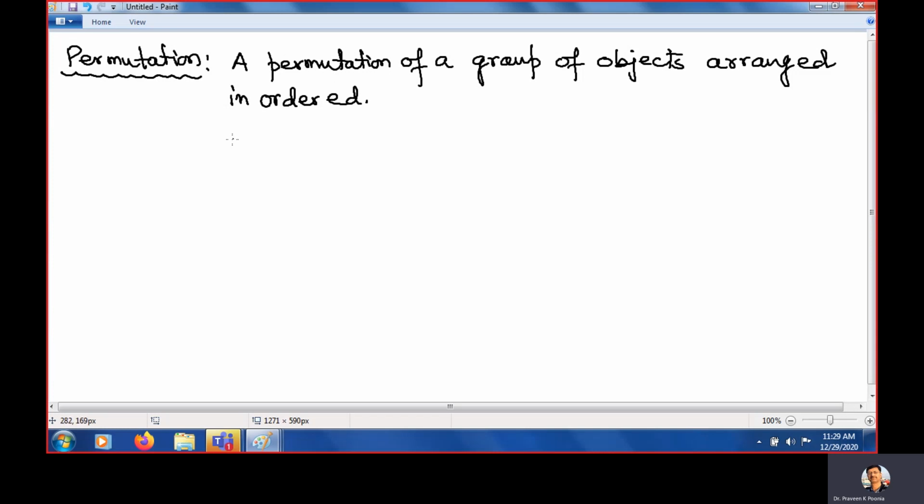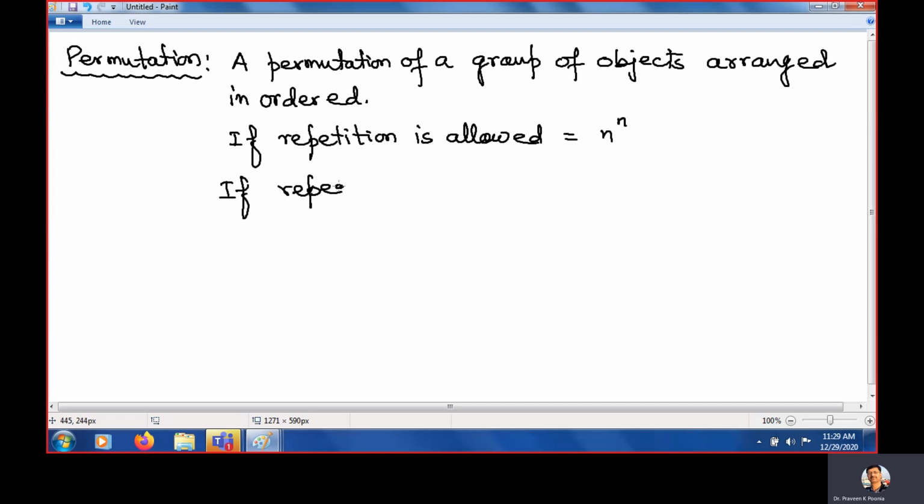So there are two possibilities. If repetition is allowed, then the number of possible permutations is n power n. If repetition is not allowed, then it is factorial n.